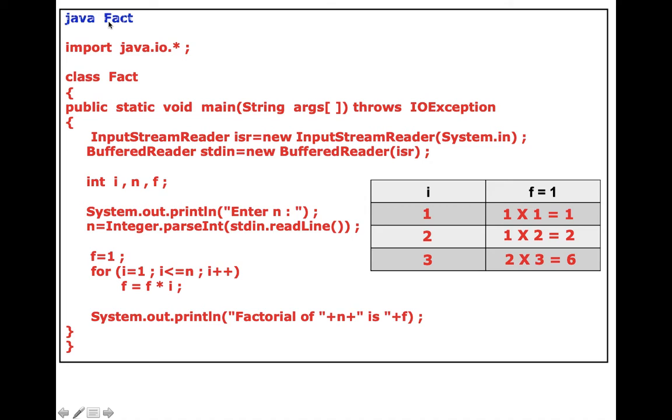Well, it will be java fact. Don't say javac by mistake. You write javac when you want to do compilation. C stands for compiler. For execution, you will just write java fact.